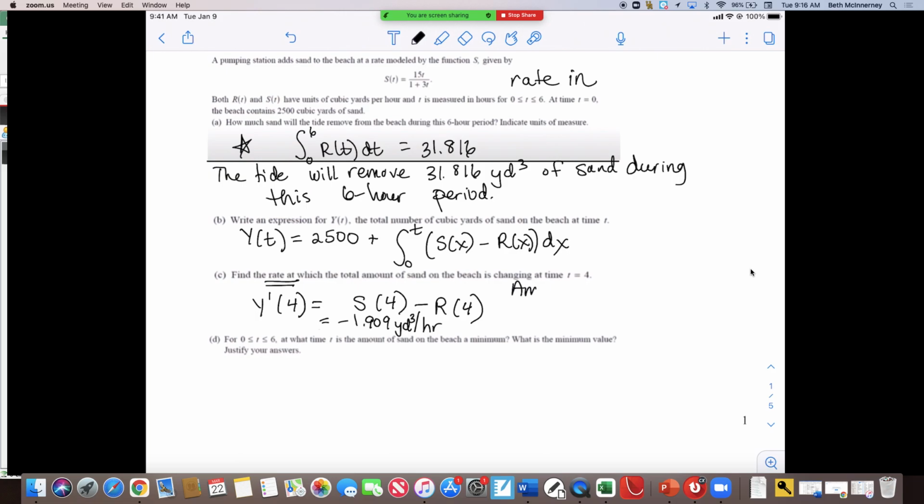So here's how I would then put this in a sentence. The amount of sand on the beach at t equals 4 hours is decreasing at a rate of 1.909 cubic yards per hour. If you use the word decreasing, you wouldn't put a negative, okay?